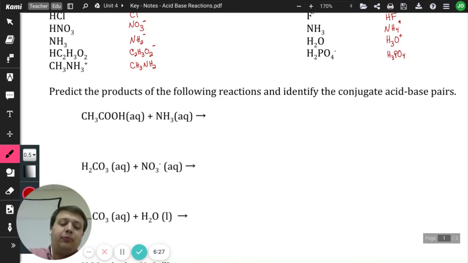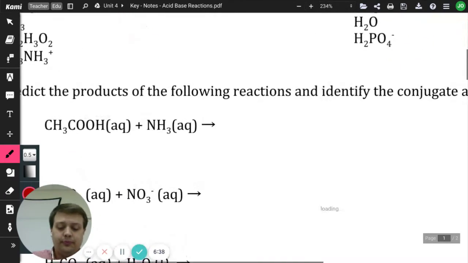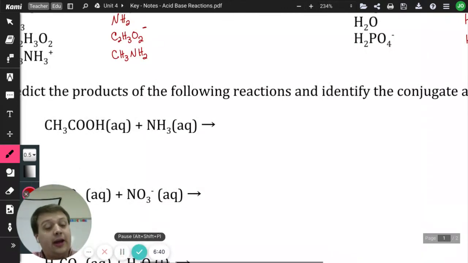So I have CH3COOH, which was aqueous, plus NH3. And it's going to produce what? So CH3COOH is acetic acid. NH3, or ammonia, is a base. So here I've got my acid, here I've got my base.